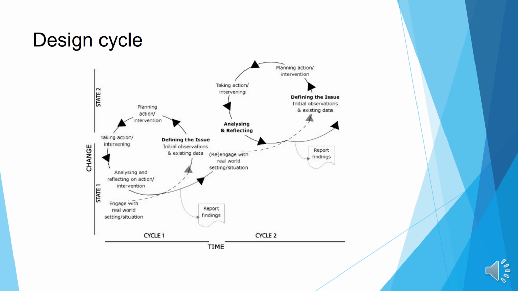Then we move down to analyzing and reflecting on action and intervention. Here we will look at our qualitative data and see what themes and sub-themes we're finding. In addition, we're going to look at the response from the survey and see what our next steps should be. So here we move back, the arrow continues to the next circle, re-engage with the real-world setting and situation. So here we will decide if we need to, again, collect more information. Do we need to work with different women? Have we reached the women that we want to reach with the survey? And then continue to go from there.